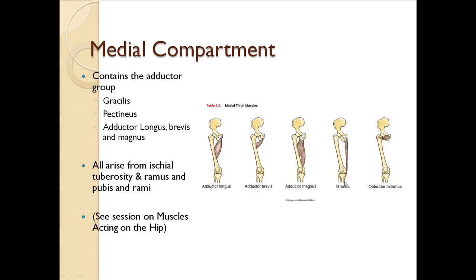This is the only one of the adductors that comes down and crosses the knee joint before forming the pes anserine insertion, and therefore it contributes to movements of the knee joint. It contributes to the movements of knee flexion and medial rotation. And up here we've got obturator externus that acts as an adductor, and also anterior to that we've got pectineus.